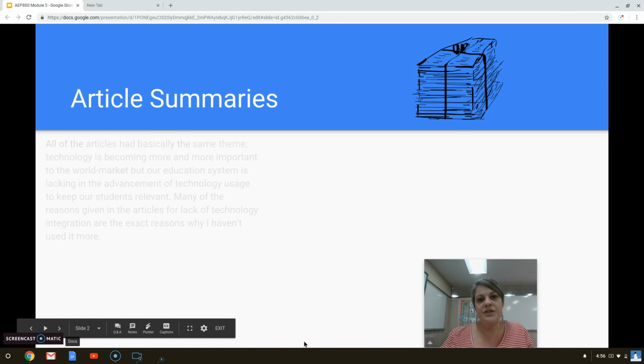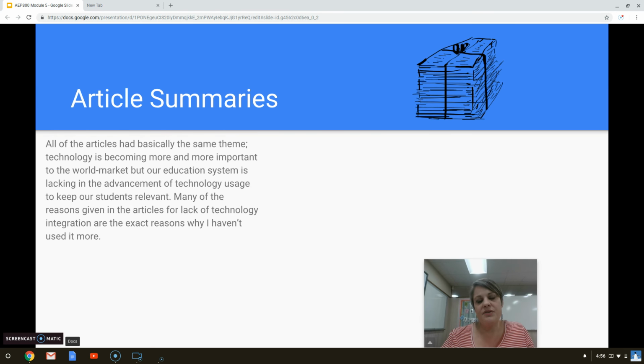So looking at the article summaries, one of the things, of course, I noticed was that throughout all the articles, they talked about how technology is constantly changing and how, unfortunately, our education system and our classrooms are not staying up with that technology. I think many of the reasons that were given in these articles are very valid because there are a lot of the same reasons why I don't currently use technology as much as I should in my classroom. Some of those things are the lack of technology. Sometimes the technology is outdated, or you just don't have availability to it.